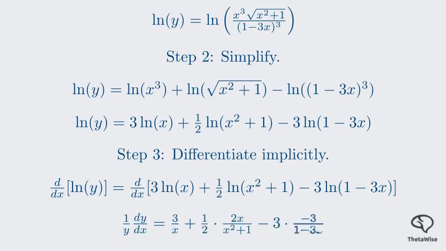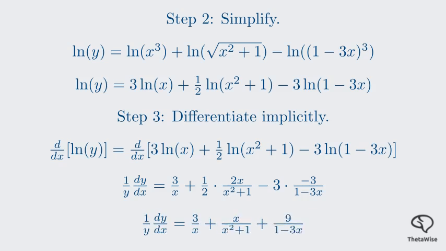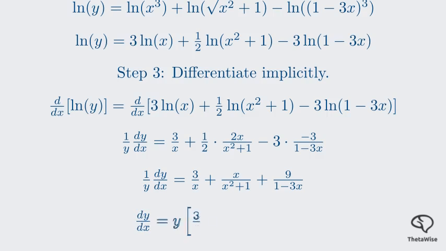Differentiating the right side, we use the chain rule for the second and third terms. The derivative is 3 over x, plus 1/2 times 2x over x squared plus 1, minus 3 times negative 3 over 1 minus 3x. Simplifying, we get 3 over x plus x over x squared plus 1 plus 9 over 1 minus 3x. Finally, we need to solve for dy/dx.